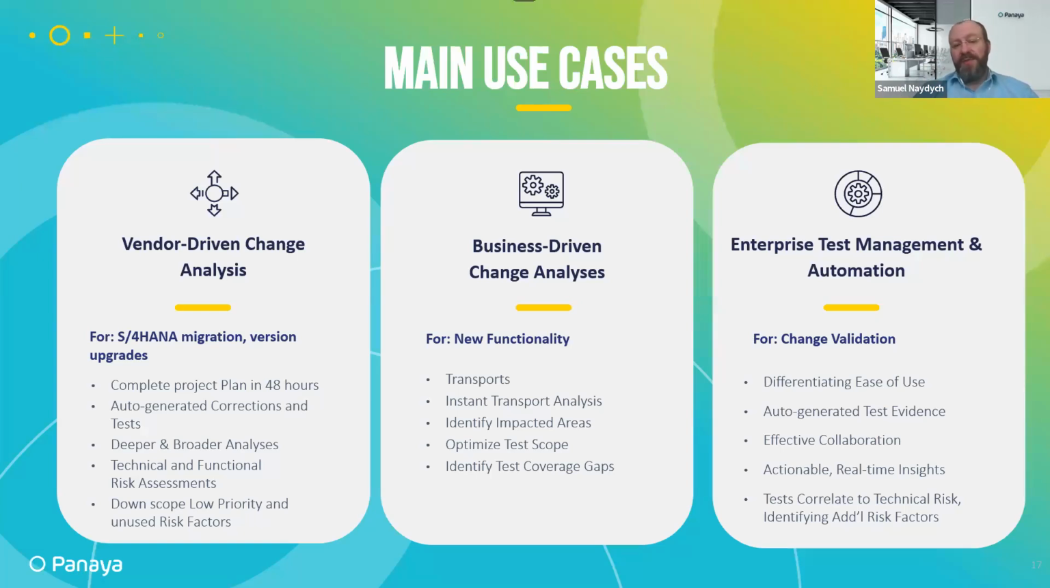We analyze all the types of transports, which will lead you to understand what needs to be tested, how to optimize the testing scope in a perfect way to test just what is impacted, and also understand where in your existing testing library you have a gap, and not just address it, but also cover it so you don't have it anymore. And all of that is based on another use case, which is the enterprise test management and automation platform for each and every change validation, which is really famous for its ease of use.